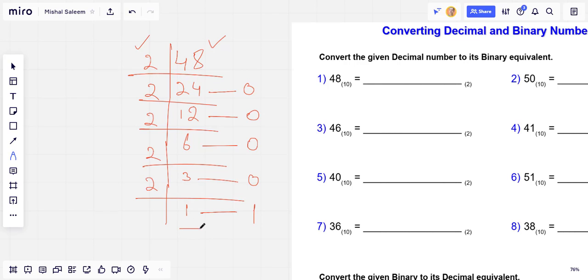Right, so now we need to take all these numbers in this order. Look at the arrows, starting from this 1 all the way up to that top 0. So we have 1, then 1, and then 4 zeros. There you go. This is the binary number for 48. Now pause the video and practice the rest of the questions.